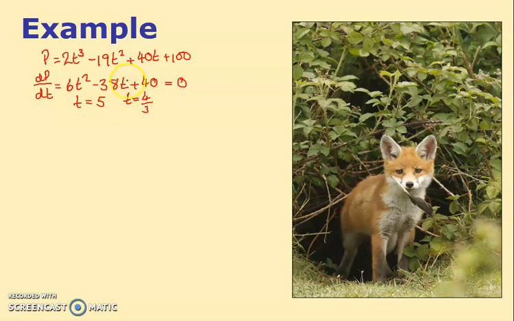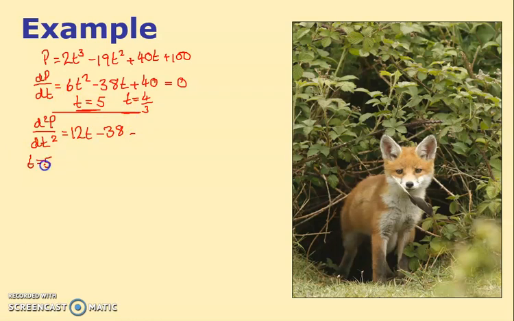Now we don't really know which is which. Probably one of these is a minimum and one of these is a maximum. So I'm going to find d2P by dt squared, and if I do that, I get 12t minus 38. I'm going to substitute my values in here.